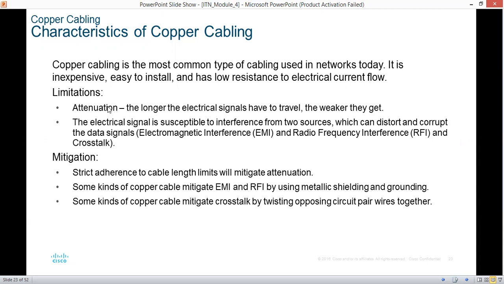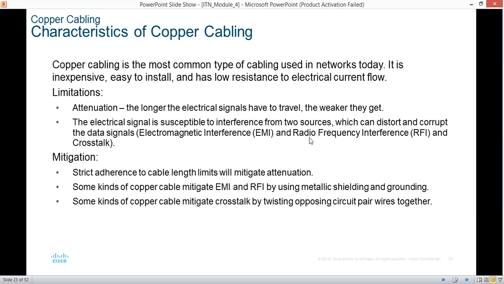The limitation you could have with that is attenuation. The longer the electrical signals have to travel, the weaker they get. That is the reason why, when you start running copper cable and you get to 70 to 100 meters, you have to discontinue that connection by putting a repeater station or a switch to regenerate that signal. If you continue to run copper beyond 70 to 100 meters, you're bound to experience attenuation. So attenuation is the loss of signal over a long distance.